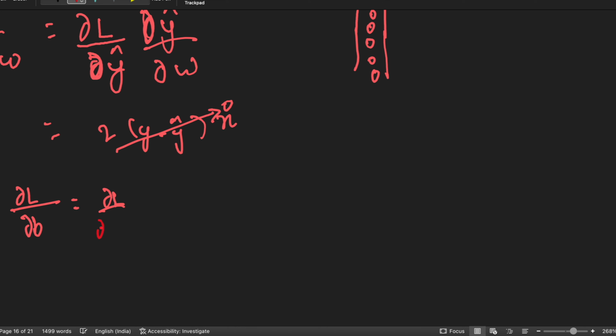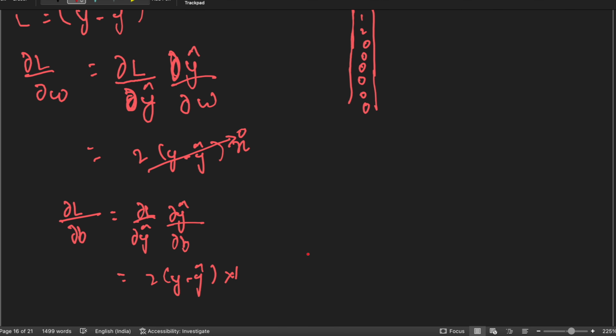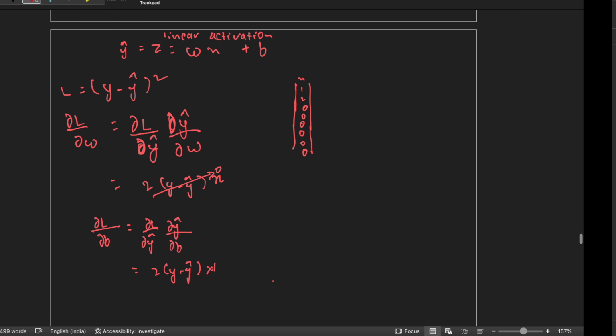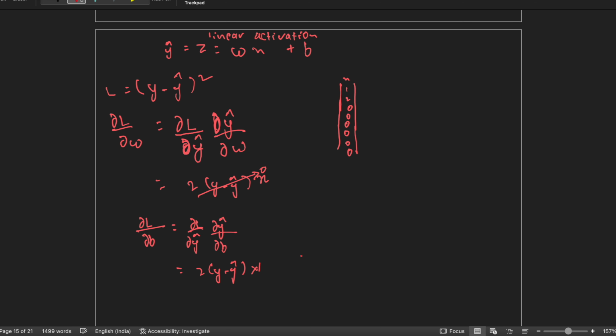So it will be simply y minus y hat into 1. So for the bias term, this will be 1 when we get the answer. There is no input factor which is affecting it. So if there is a bias term, it won't be affecting anything, as there is no multiplication with the input.